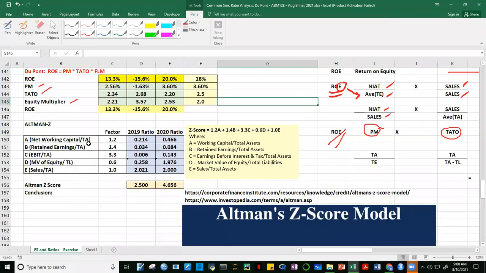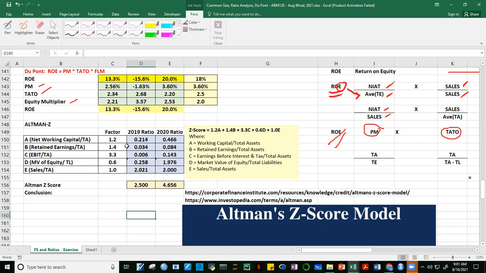Okay, so here we just follow the ratios. So ito, net working capital over total assets. So we can compute for 2019. Net working capital is simply your current assets minus your current liabilities over your total assets. Then ito, retained earnings over total assets. EBIT divided by total assets. Market value of equity, ano may market value of equity natin? Share price multiplied by the number of shares, divided by total liabilities, which is just the sum of your total current liabilities and your total long-term liabilities. And then sales over total assets.